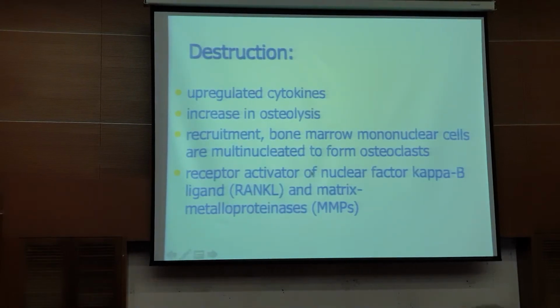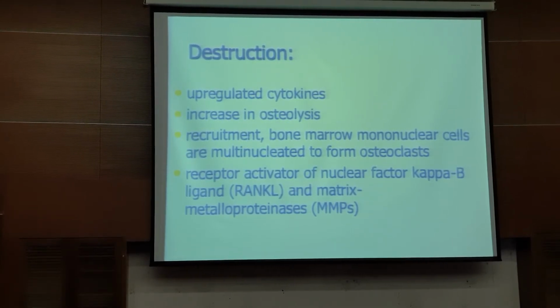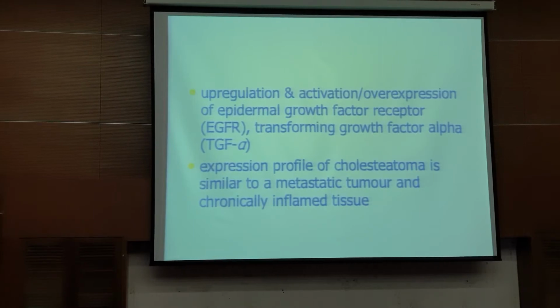So they think that they have this because of upregulation of the cytokines, increase in osteolysis, and recruitment of the bone marrow mononuclear cells that are multinucleated to form osteoclasts. You know that osteoclasts are the ones that can cause destruction of the bone. And there is also receptor activator of nuclear factor kappa B ligand and matrix metalloproteinase. Because of this, you can see that this upregulation causes epidermal growth factor receptor and transforming growth factor, and this can cause erosion of the bone.